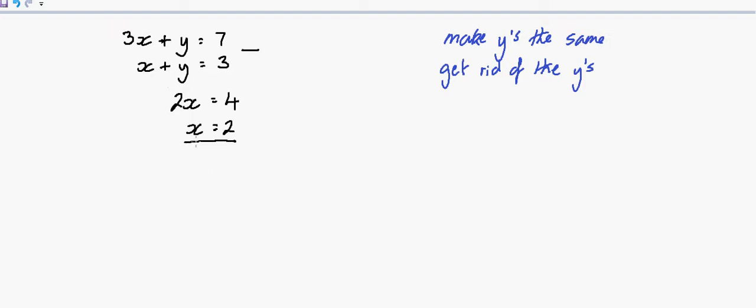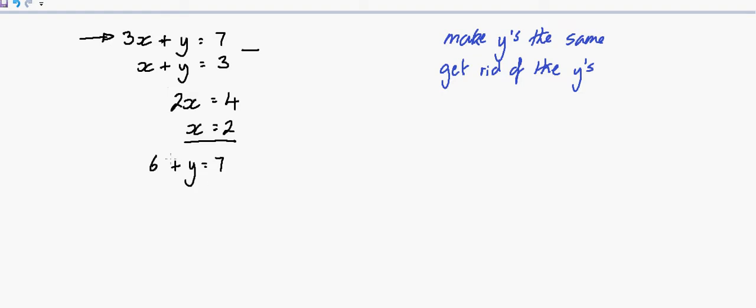Now I want to find out what y is. Just a tip, always go for the all positive equation. Both of these are all positive, so it doesn't matter which one I use. I'm going to use this one. It'll work on both, but I'll use this one, and I'm going to find y. So I now know that x is worth 2. So if I've got 3x, I've got 3 lots of 2, which is 6. Now I write the rest of that equation: plus y equals 7.